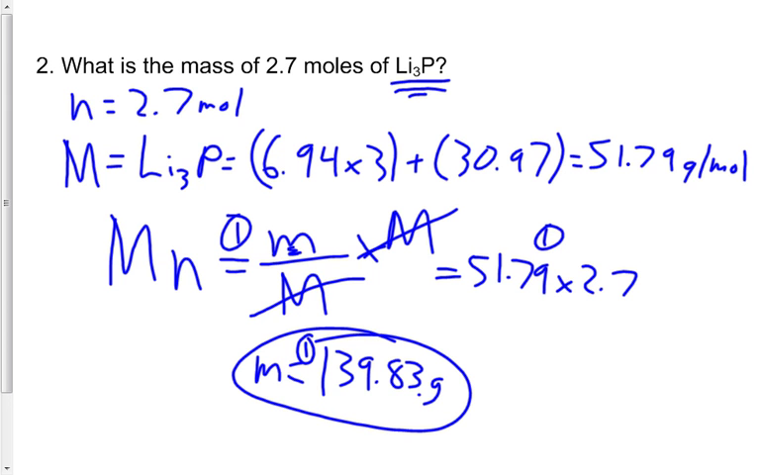How many people are done number 3? I'll give you a little bit more time. Remember, number 3 has an extra step involving what number? Avogadro's number, right?